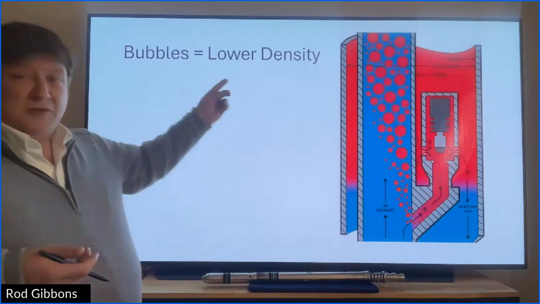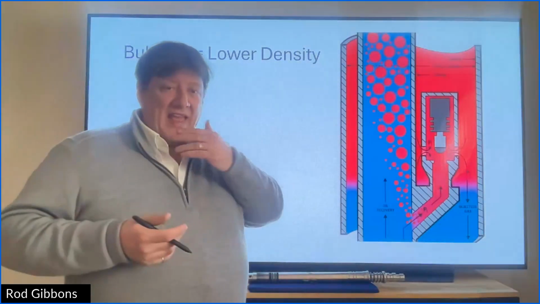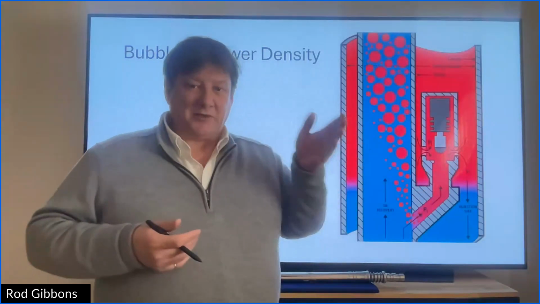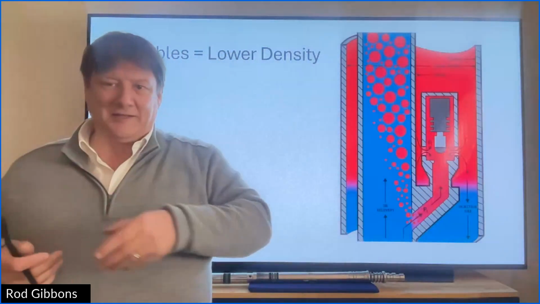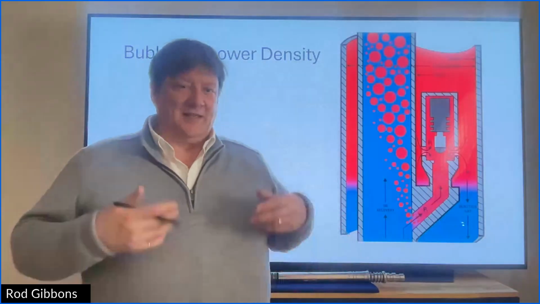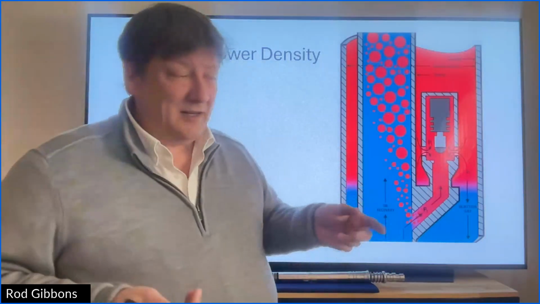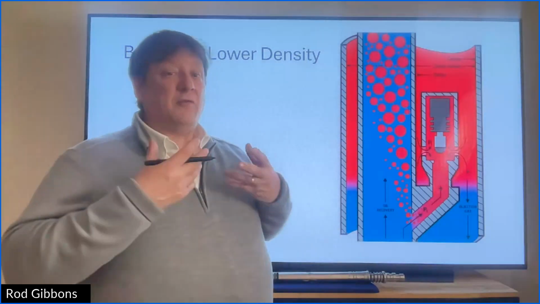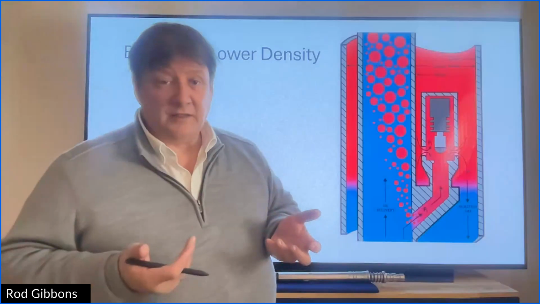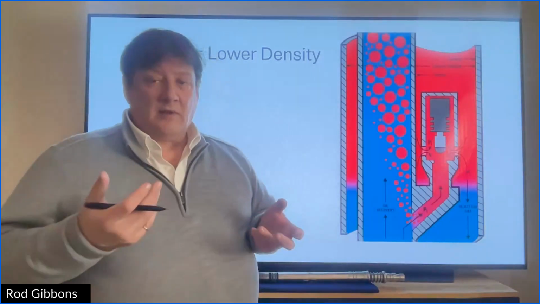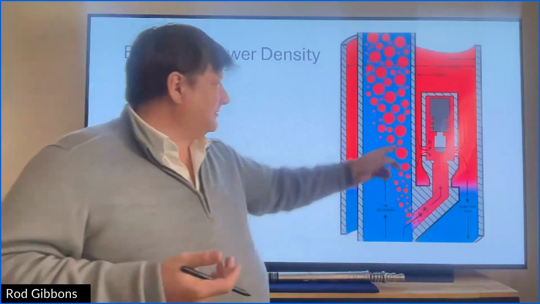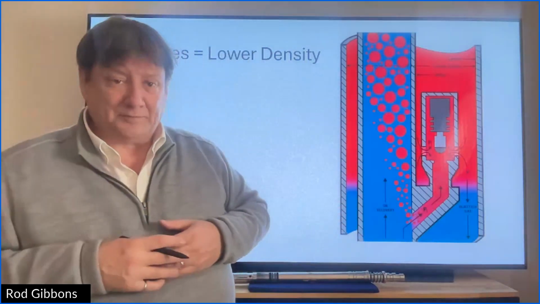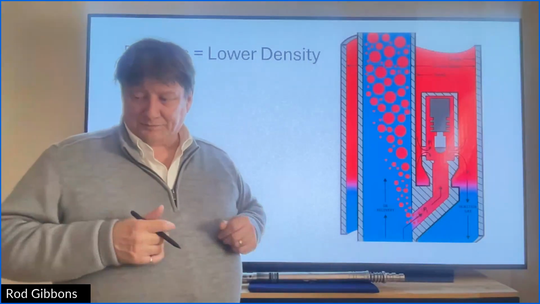So bubbles lower density. And we know from our lift curves, pressure equals density times gravity times height. I'm not changing the height. I'm not changing gravity. But here, I'm reducing my density. And you can reduce your density a lot with gas lift. So why is it called gas lift? Because it's gas and it lifts the fluid. Again, by bubbles, by lowering the density of that fluid.